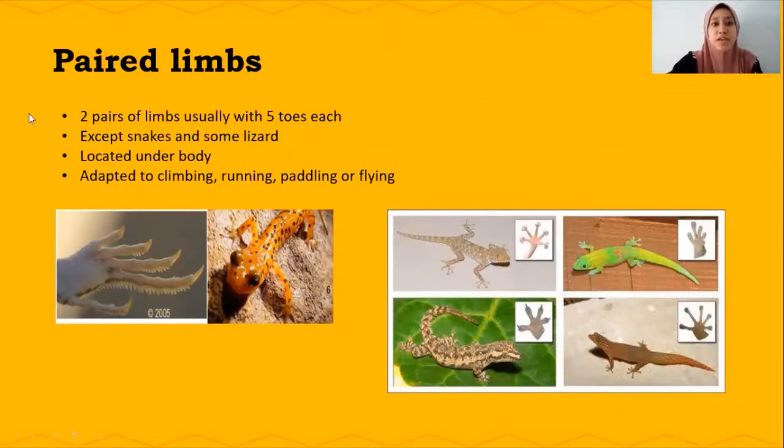First, paired limbs. Reptiles have two pairs of limbs, usually with 5 toes each. Like in these figures, the lizards have 5 toes on each of their legs. Except for snakes and some lizards, they normally don't have any legs under their body. These paired limbs are located under the body to help them move around. They are adapted to climbing, running, paddling, or flying.